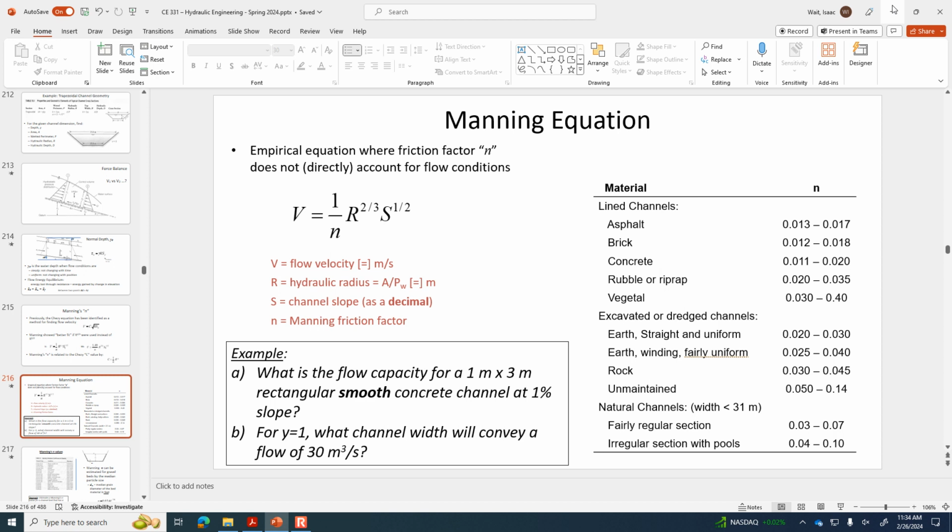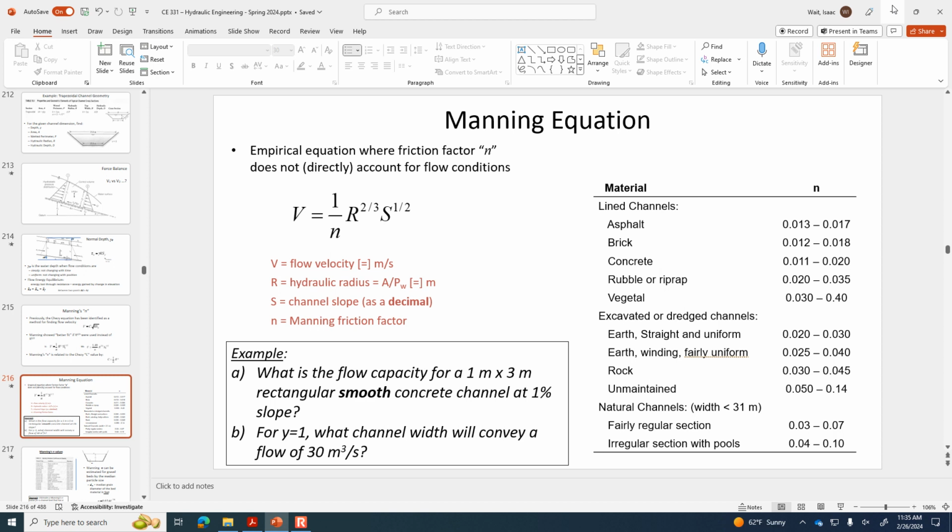So part B is saying, what if we want to convey 30 cubic meters per second at a depth of 1 meter, and it's assumed that what we're talking about is the same concrete, where the n value is 0.011. It's still the same slope of 1%. So Q is 30 cubic meters per second, and we want to know how wide the channel has to be in order to accommodate that.